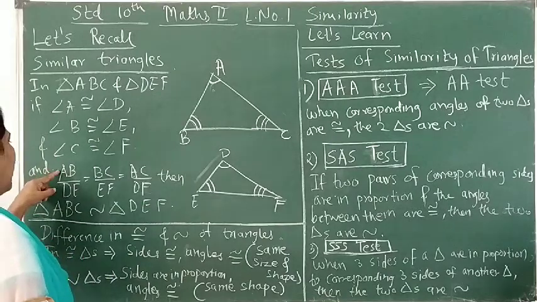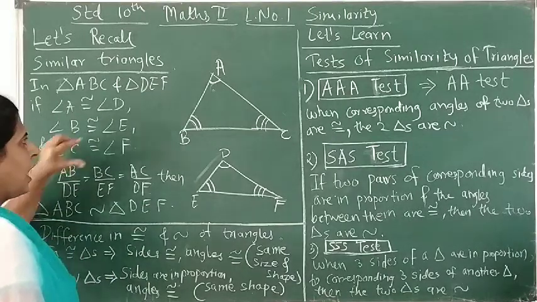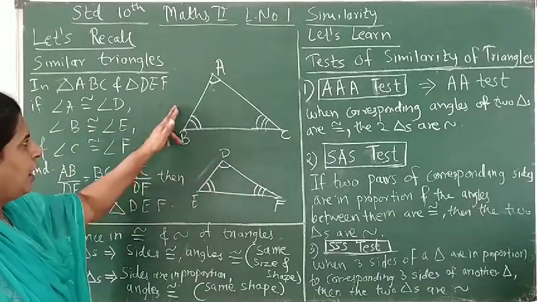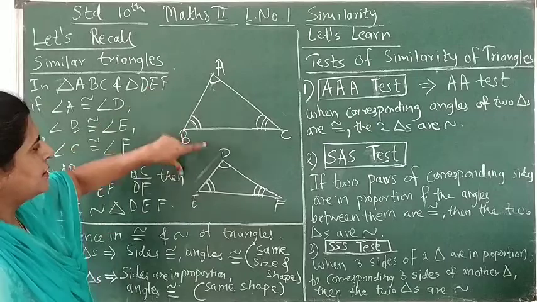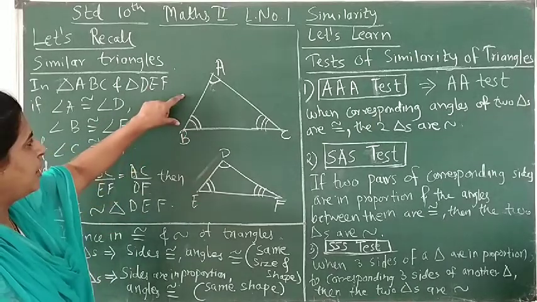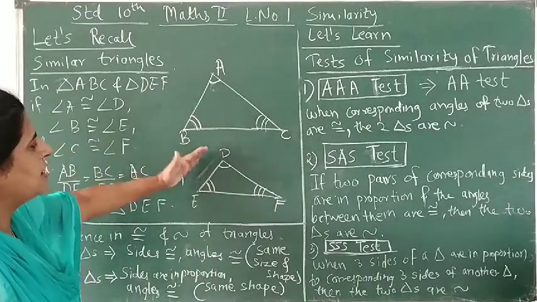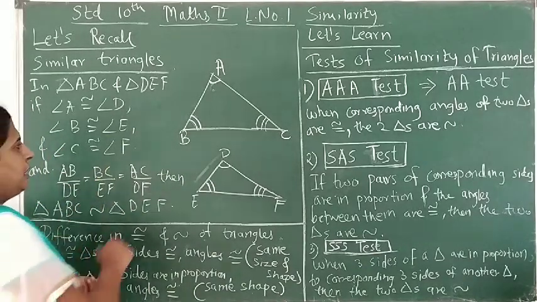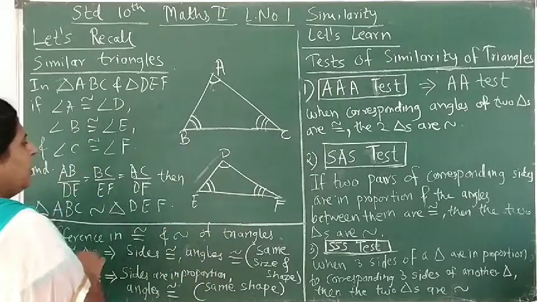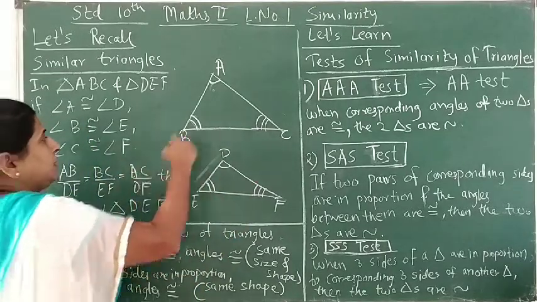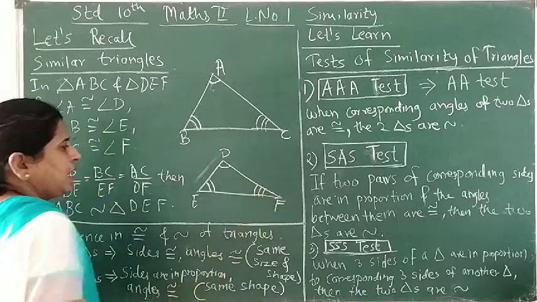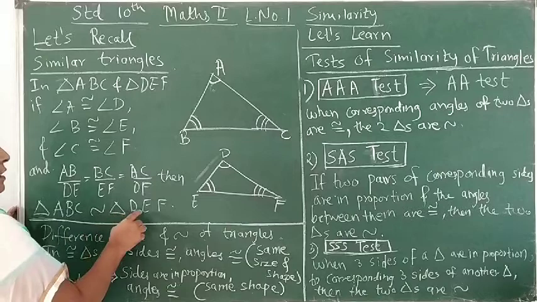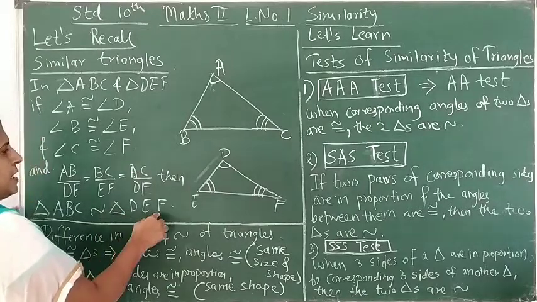And if it is given that the length of AB divided by the length of DE, whatever ratio we get of the lengths of these two corresponding sides, is equal to the ratio of BC upon EF, and that ratio is again equal to the ratio of AC upon DF, then we can say that triangle ABC is similar to triangle DEF.